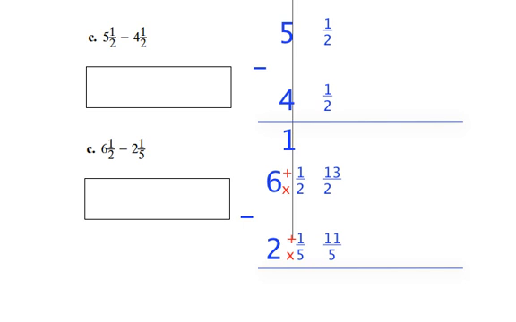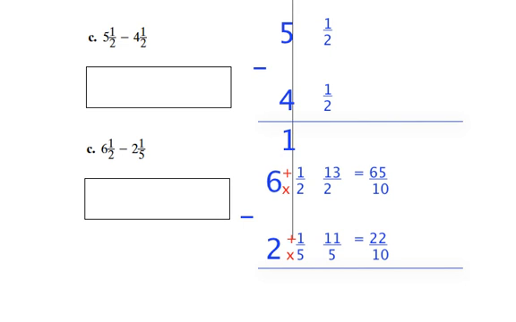2 1/5 changed to an improper fraction: 5 times 2 is 10 plus 1 is 11. So we have 13/2 minus 11/5. Now we need to find a common denominator. Can 2 go into 5? It can't. So list the next multiple of 5, which is 10. Can 2 go into 10?